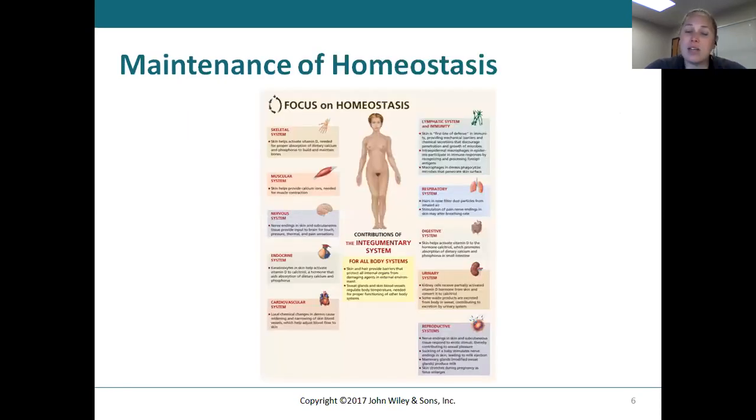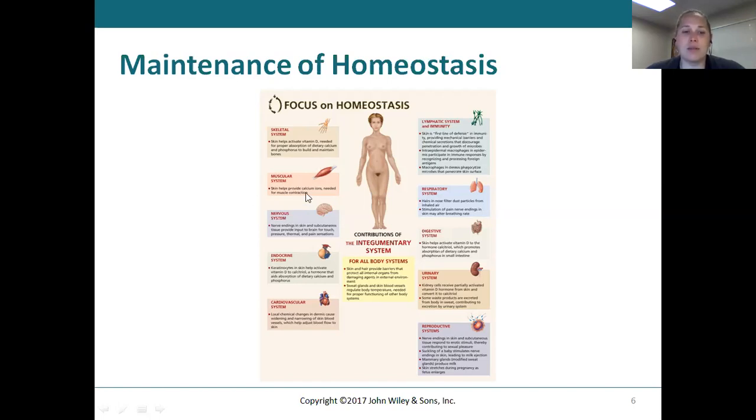So as I said a few slides ago, homeostasis is important for the body to maintain its function, and the integumentary system plays a huge role in that. So you can see here, if we look at the integumentary system, it plays a role in homeostasis of the skeletal system, so it helps activate vitamin D needed for proper absorption of dietary calcium. Obviously, calcium is going to be an important component of bones and bone formation.